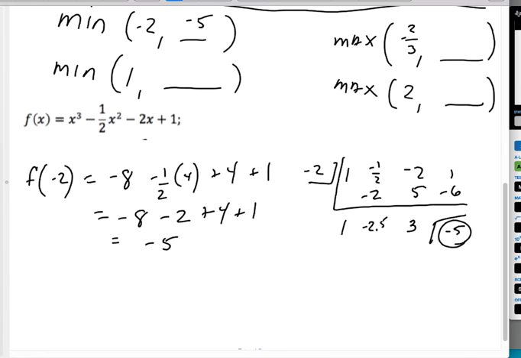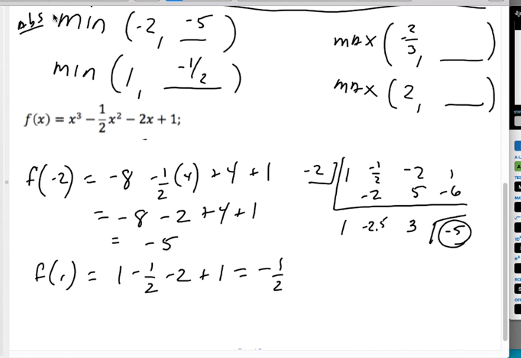Again, it's just up to you. Either way, I get a -5. When I plug a 1 in, I'm going to argue that 1 is pretty easy to plug in whichever way you pick, because it's just a 1 minus a 1/2 minus a 2 plus a 1. It seems that I get two positive ones that go with that -2, so I think I just get a -1/2 or a -0.5. Once I know that those are the two min values, I can go ahead and declare that the -5 is the absolute min and that the relative min is the -1/2 or -0.5.